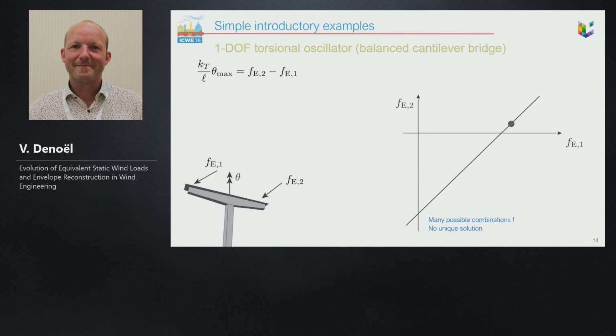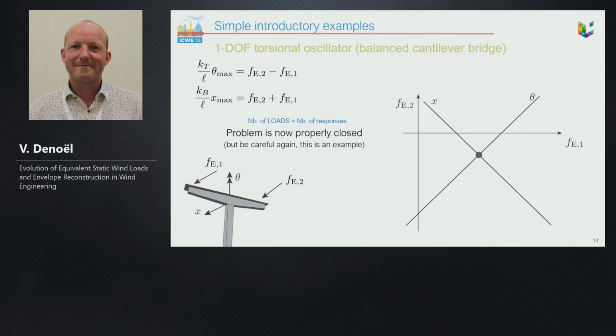in all cases. In order to solve this, you could think that you want to reconstruct also the transverse displacement, so use some sort of bending stiffness, use a second equation. In that case, the problem is properly solved. All right, so we are happy. Two loads, two responses. The problem is properly closed.